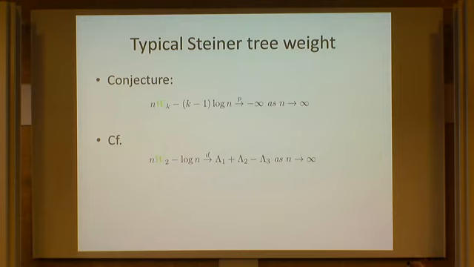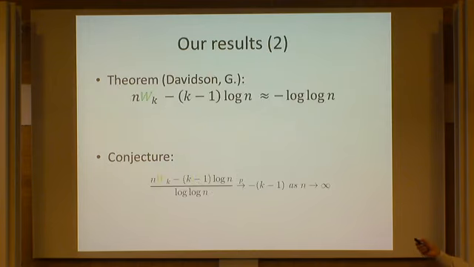So compared to the result for the path, where the fluctuations are order 1, you expect something growing as n goes to infinity, but how fast does it grow? This is all for fixed k. Our conjecture is that it grows like k minus 1 log n around the log n. What we've been able to prove is upper and lower bounds of order log n. So that's why I've written this approximately equal.